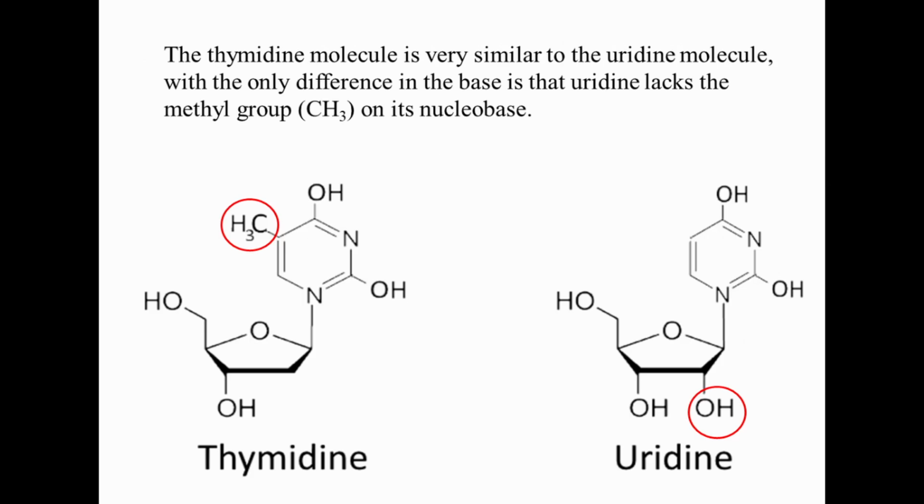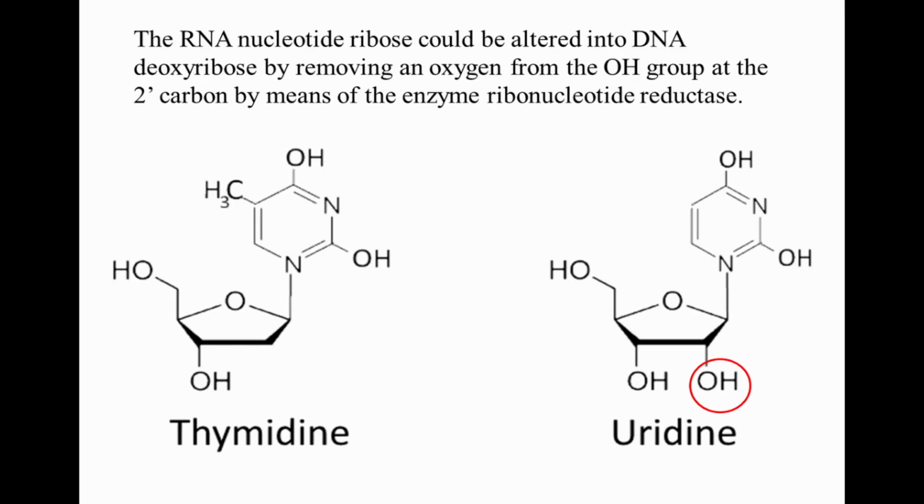From the figures, we can see that the thymidine molecule is very similar to the uridine molecule, with the only difference in the base being that uridine lacks the methyl group CH3 on its nucleobase. The RNA nucleotide ribose could be altered into DNA deoxyribose by removing an oxygen from the OH group at the 2' carbon by means of the enzyme ribonucleotide reductase.